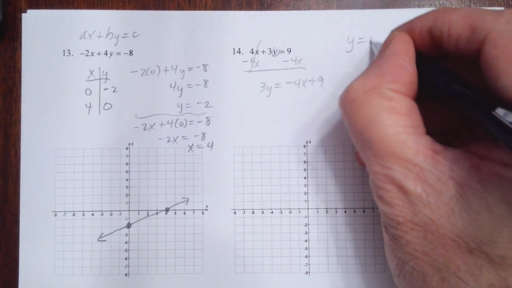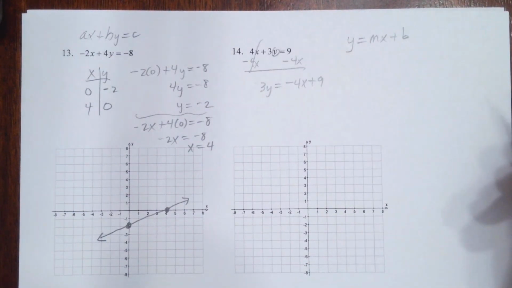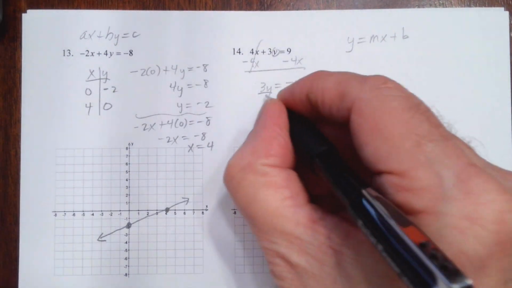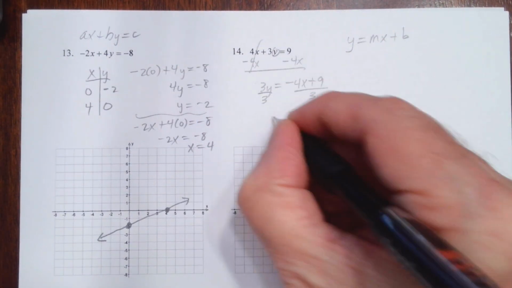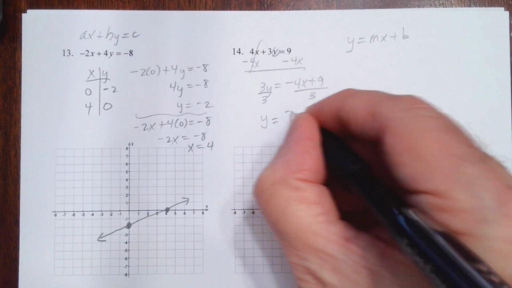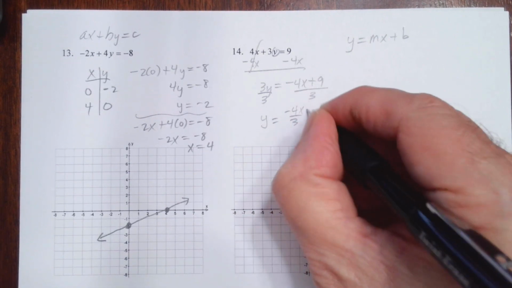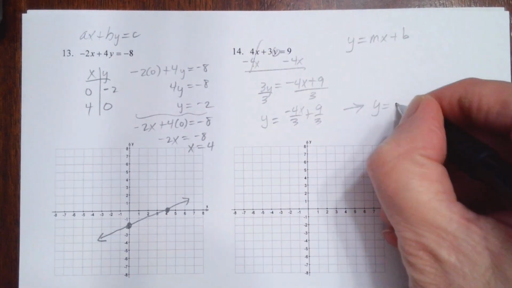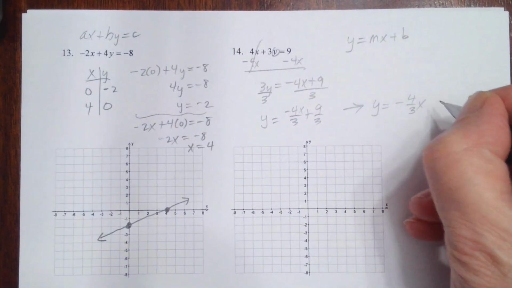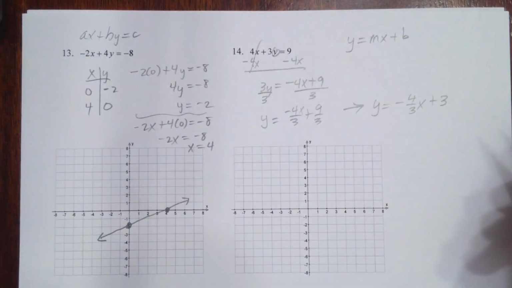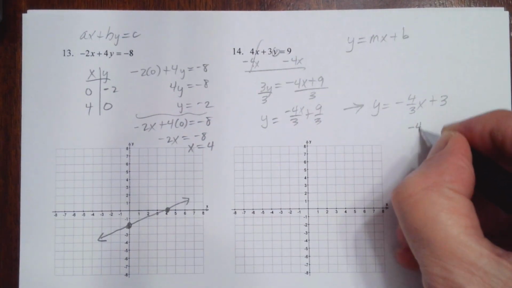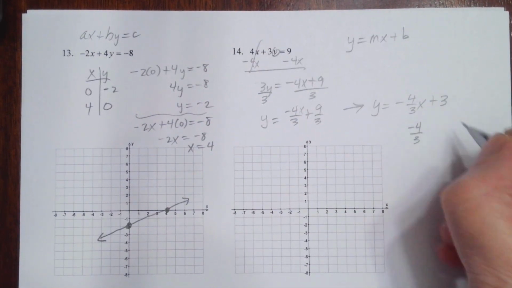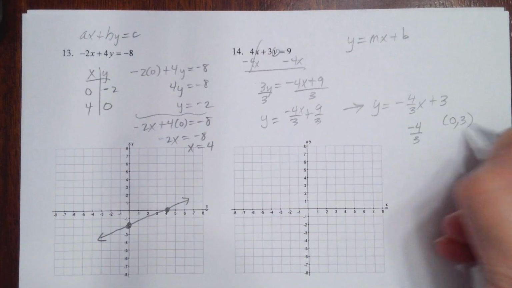Remember, we're wanting to put it in slope-intercept form. This is what we use for graphing. So we'll divide by 3. Get y equals -4x over 3 plus 9 over 3, or y equals -4/3 x plus 3. So I'll put my negative with my numerator. Our y-intercept is 0, 3.